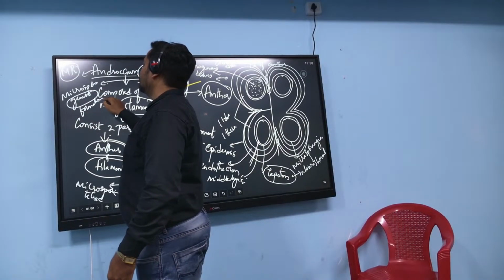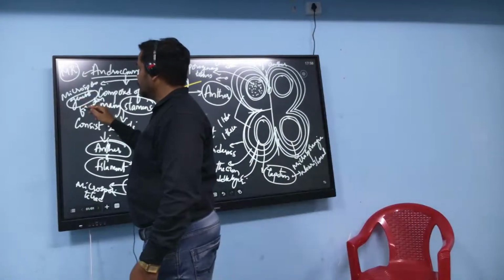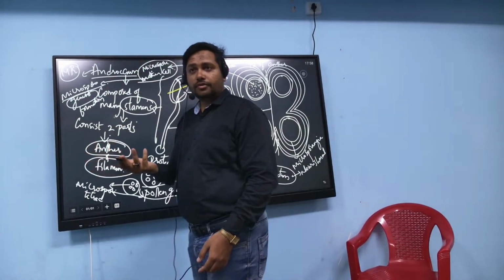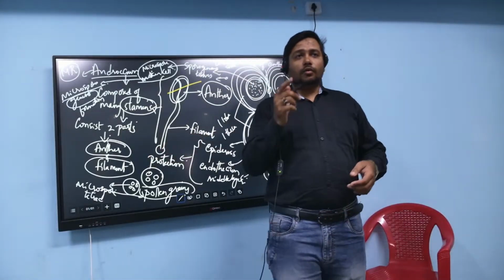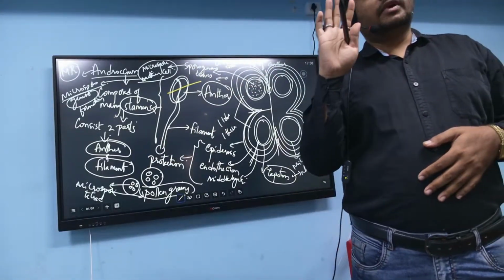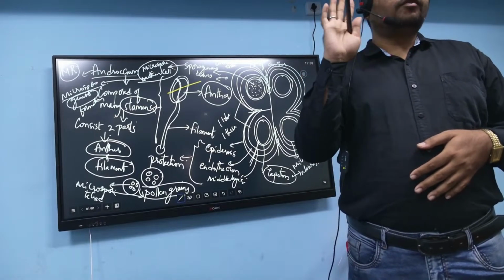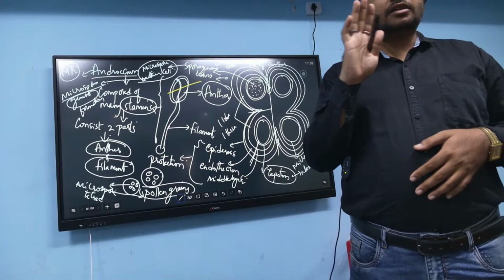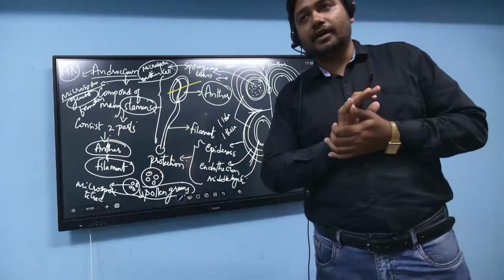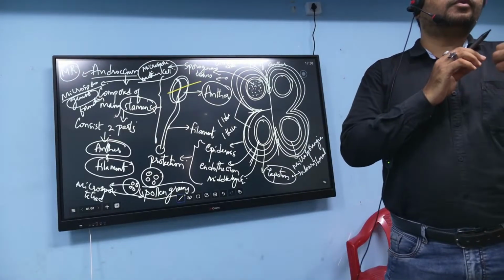Genesis, the meaning of the word genesis, is formation. The process of formation of microspores: one microspore mother cell will give rise to four microspores. Those four microspores together are called microspore tetrads. When the dehiscence of anther takes place, the microspores come out.